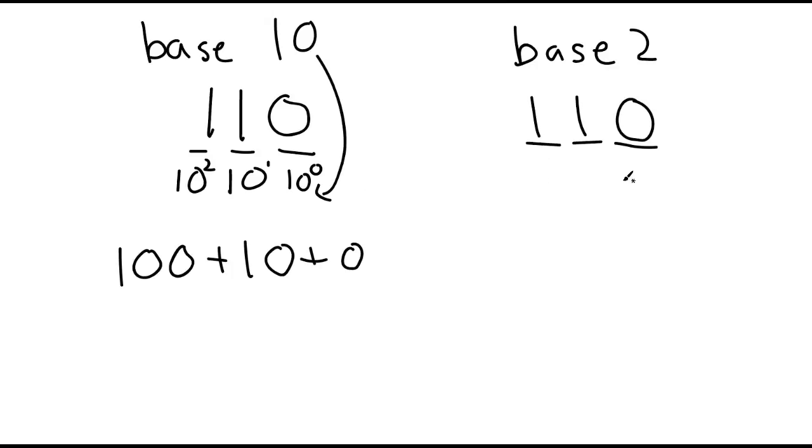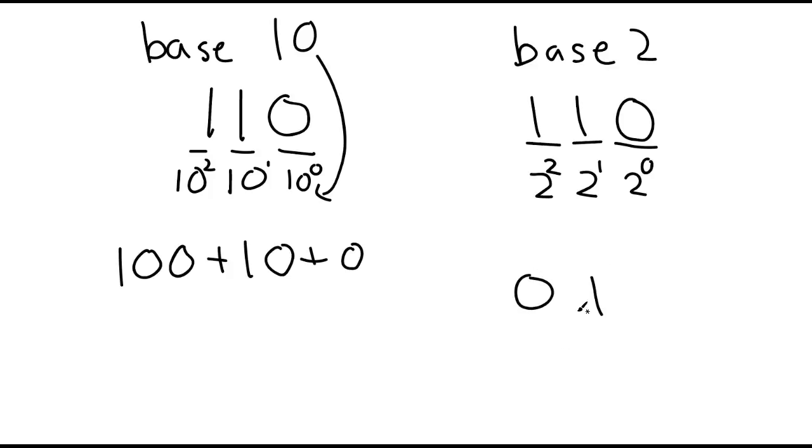So here's our ones place, which we're going to write as 2 to the 0th. 2 to the 0th power is 1. Here's our 2s place, 2 to the first power. And now our 4th place, 2 squared. Now the reason it's called base 2 and the reason we have 2s at the bottom here is because in binary you only use 2 symbols. All we have in binary is 0 and 1.